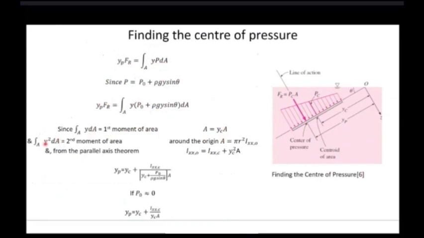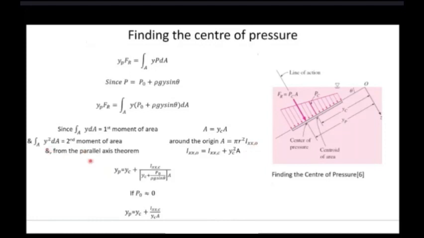We also know that the integral over the area of y squared dA is the second moment of area around the origin, and that's equal to Ixx, comma O, comma the origin. So the second moment of area around the x-axis relative to the origin.